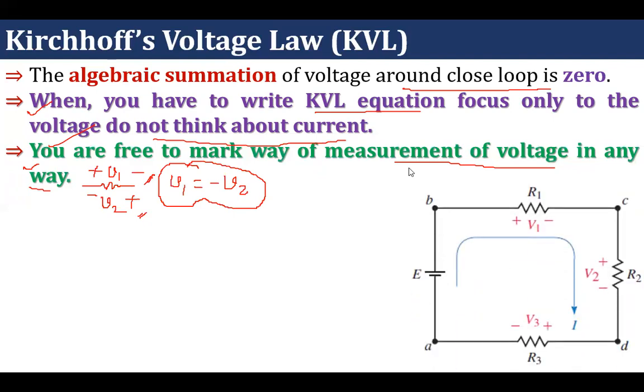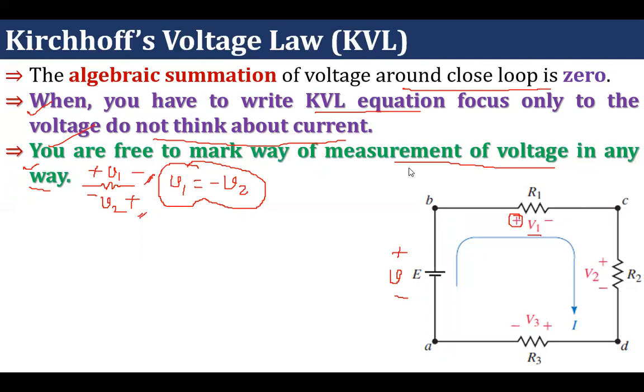So you are free to mark the way of measurement as per your own choice. Like in this circuit, arbitrary measurement has been written here. V1 has been written in this manner. We can write it in the opposite way, there will be no difference. Here measurement has not been shown, so let me write the measurement over here, and I am writing this as V, arbitrarily. Even I can write this in the opposite way, there will be no difference.